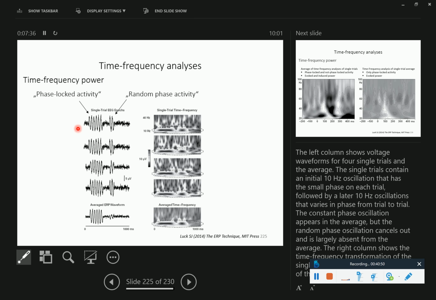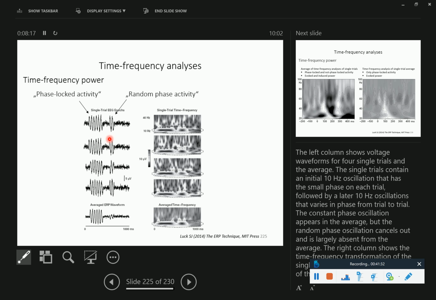So this is an example. Here you have single trials, and here you have the time domain signal. And the idea is that you have some phase locked activity here. So this is the phase locked activity, and you have some random phase activity. Now if you have these 4 trials and you average them for an ERP, standard ERP analysis, single electrode, amplitude over time, because they are in phase over trials, you see them in the average. Here the idea is that things are not in phase, which you can see here quite clearly.